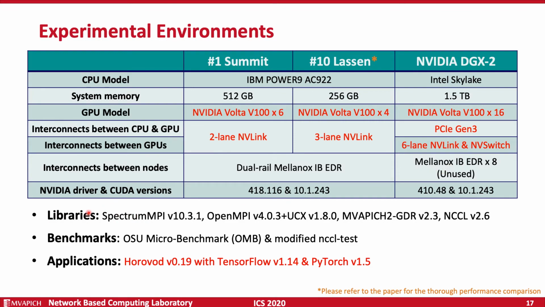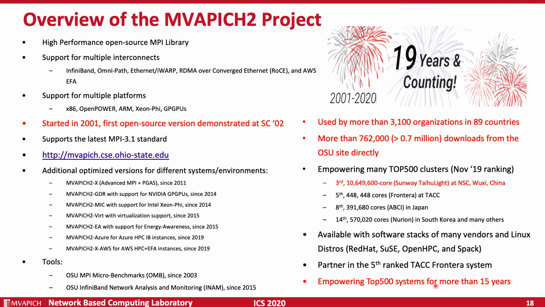We compare the proposed design against libraries like Spectrum MPI, OpenMPI plus UCX, MVAPICH2-GDR, and NCCL. For benchmarks, we use the OSU micro-benchmarks and the modified NCCL tests to compare MPI Allreduce to the NCCL Allreduce. At the application level, we try Horovod with TensorFlow and PyTorch. And of course, there are some more numbers I skip in the slide. Please check out the paper for more performance comparisons.